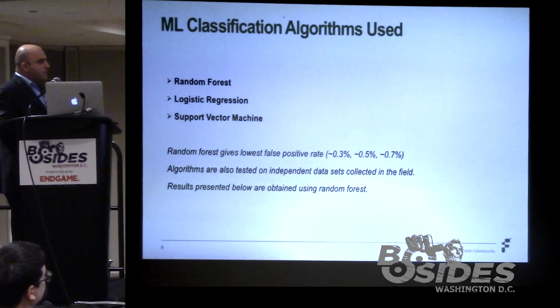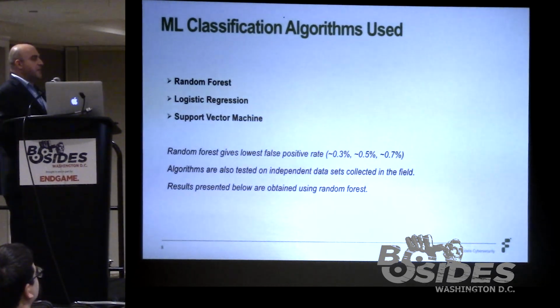However, we compared the accuracy, and in this case, the performance we mostly care about is the false positive rate. Of the three, using the same data sets, the random forest gives us a better, lower false positive rate: 0.3%. I'll get into the details later. 0.3% compared to 0.5% for logistic regression and 0.7% for support vector machines.